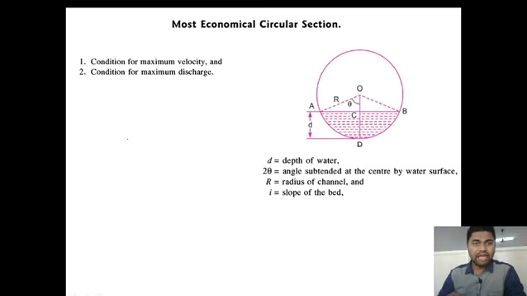So after deriving the flow through circular channel, now let us talk about the most economical circular section, or most economical circular channel.